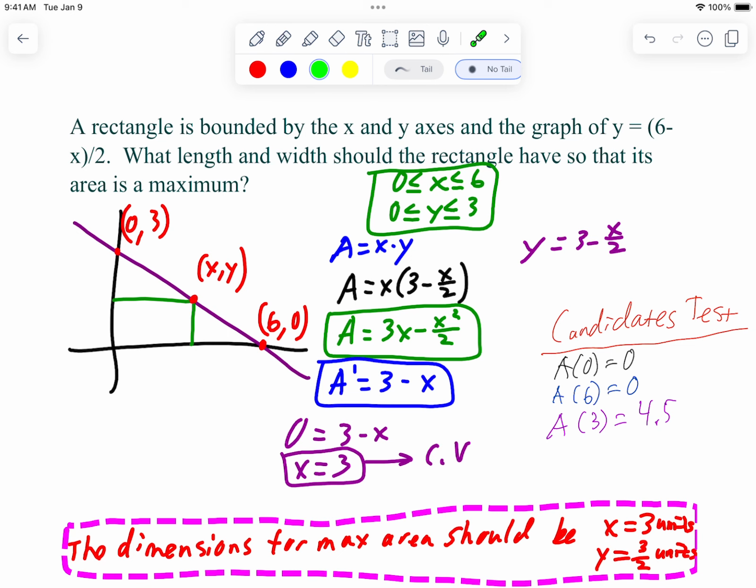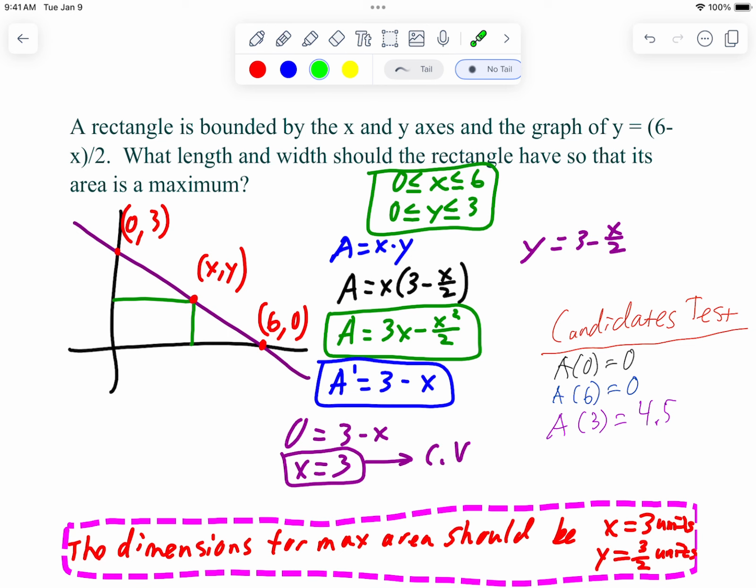So I could see then that this would be a relative maximum. But we want the absolute maximum. So we do our candidates test. A of 0 is 0, A of 6 is 0, and A of 3 is 4.5. Therefore, that is my absolute maximum. And again, if you were confused, I'm getting the 0 and the 6 from the bounds on x.